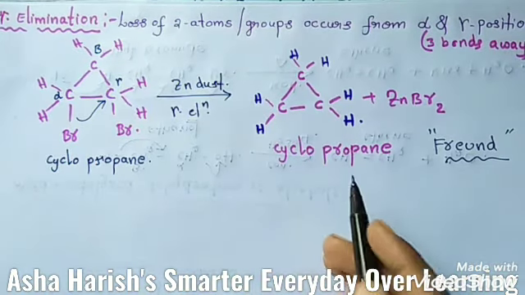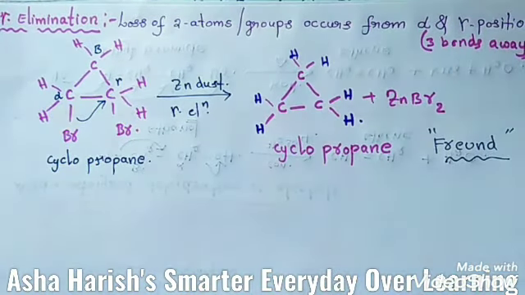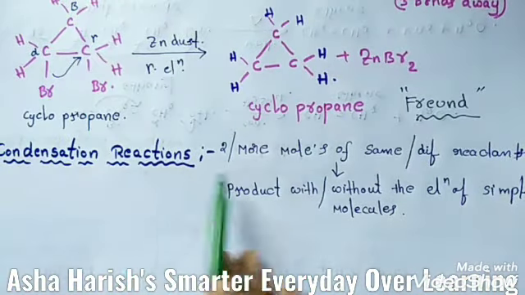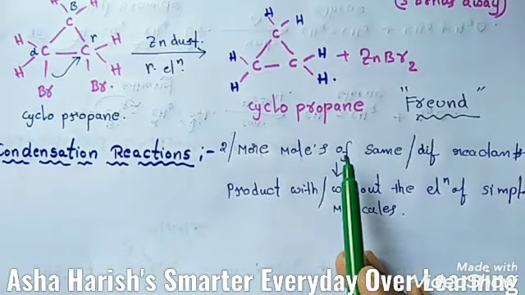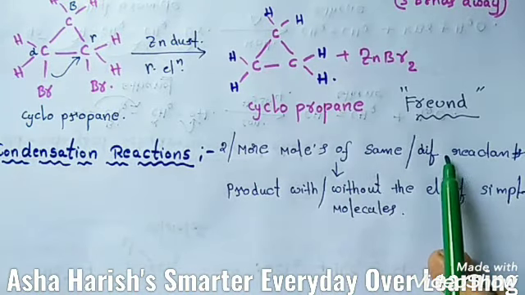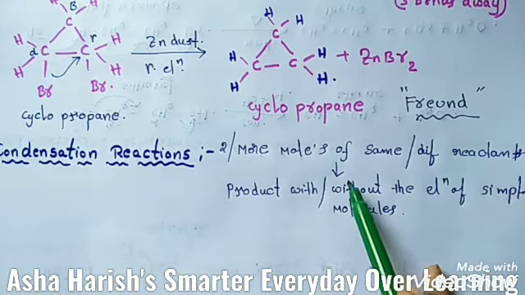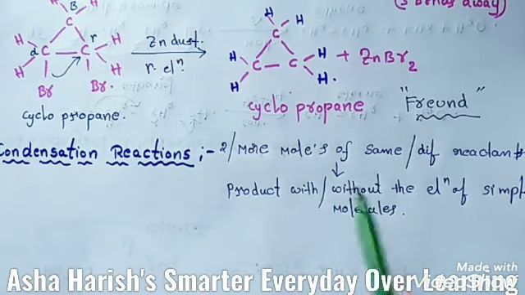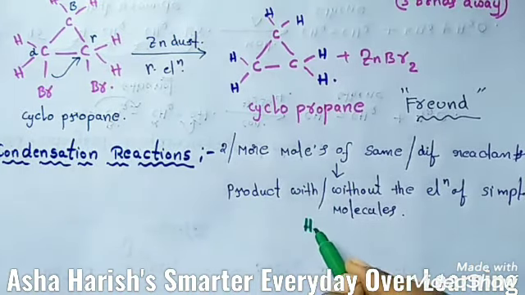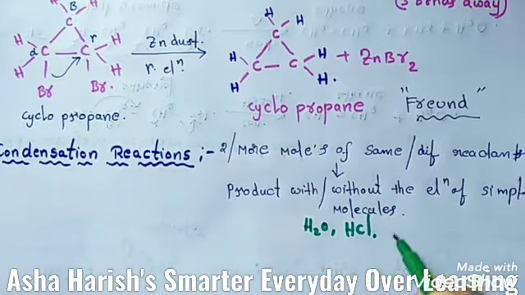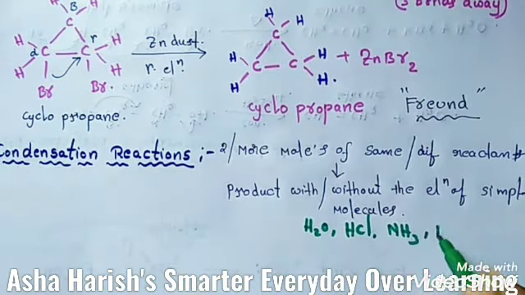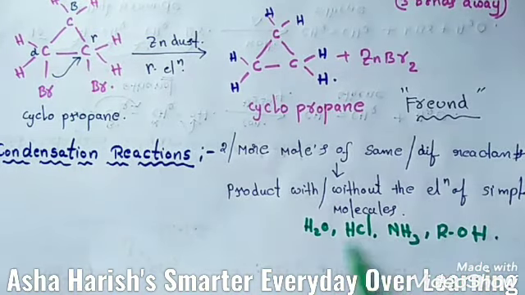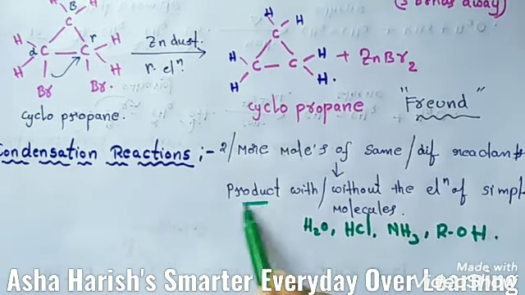Now students, let's see the 4th one, condensation reactions. Let's see the definition of condensation reactions. In condensation reactions, 2 or more molecules of the same or different reactants combine to form a product, with or without the elimination of simple molecules such as H2O, HCl, NH3, ROH. These are the simple molecules.